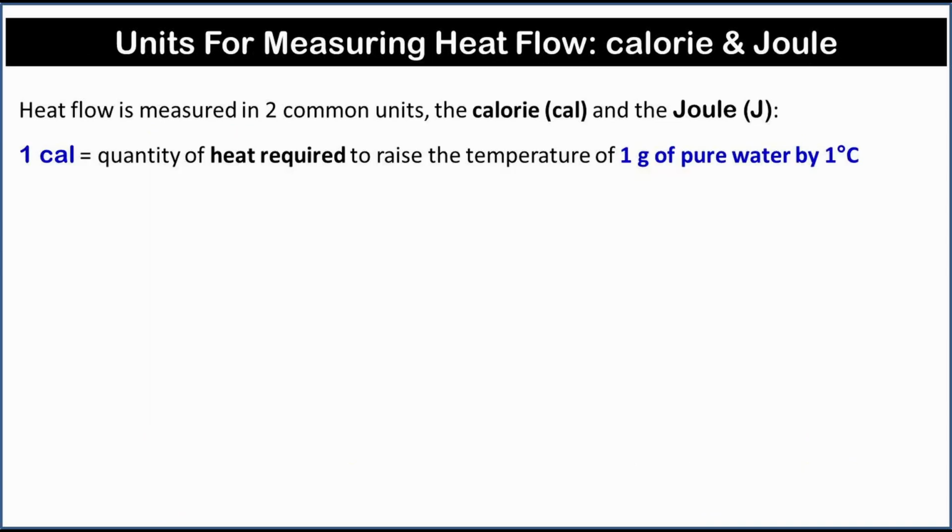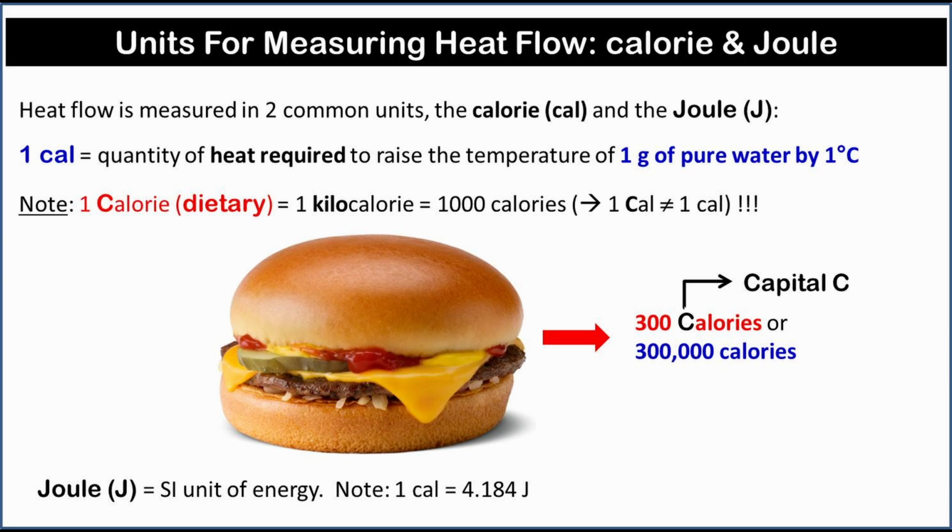Heat flow is measured in two common units, the calorie and the joule. 1 calorie is the quantity of heat required to raise the temperature of 1 gram of pure water by 1 degree Celsius. Note, 1 dietary calorie is equal to 1 kilocalorie or 1000 calories. Use capital C when referring to dietary calories. Don't forget that the unit of calorie used for measuring heat flow is not the same as the calories shown on food labels. A cheeseburger from McDonald's is about 300 dietary calories, or 300,000 calories. 1 calorie is equal to 4.184 joule.